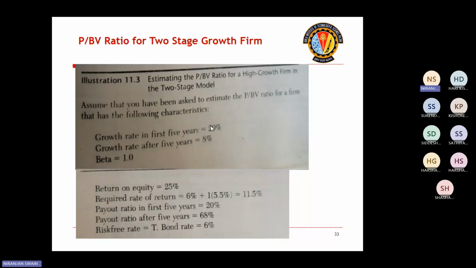That gives you the required rate of return, the cost of equity, of 11.5%. Payout ratio in the first 5 years is 20%. Payout ratio after the high growth period, as the growth rate has come down from 20 to 8, is 68%. And the risk-free rate we have already taken as 6%. Now, can you calculate the PE ratio?